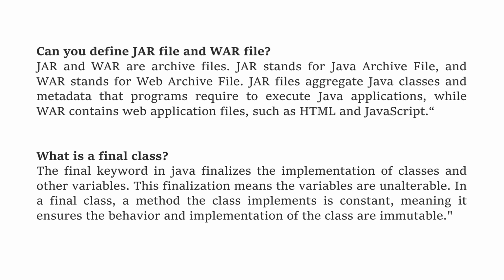What is a final class? The final keyword in Java finalizes the implementation of classes and other variables. This finalization means the variables are unalterable. That is, in a final class, the implementation is constant, meaning it ensures the behavior and the implementation of the class are unalterable or immutable.